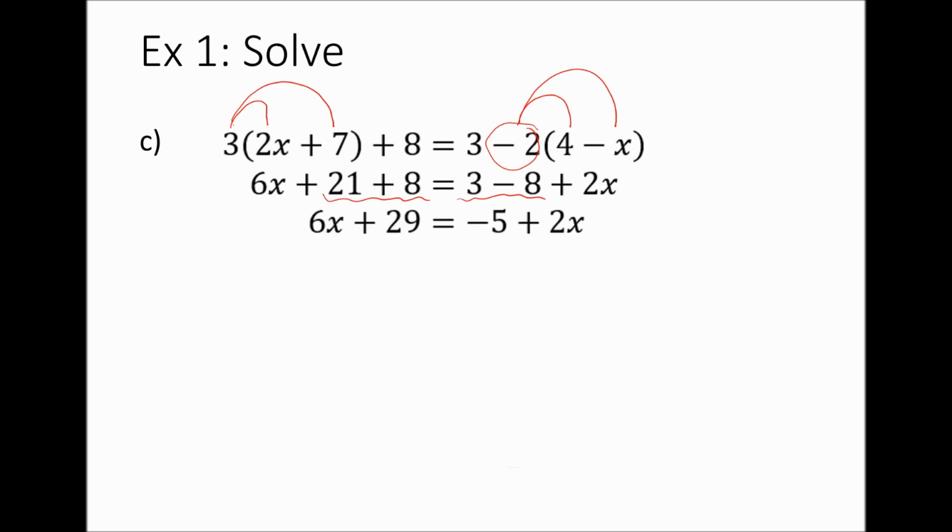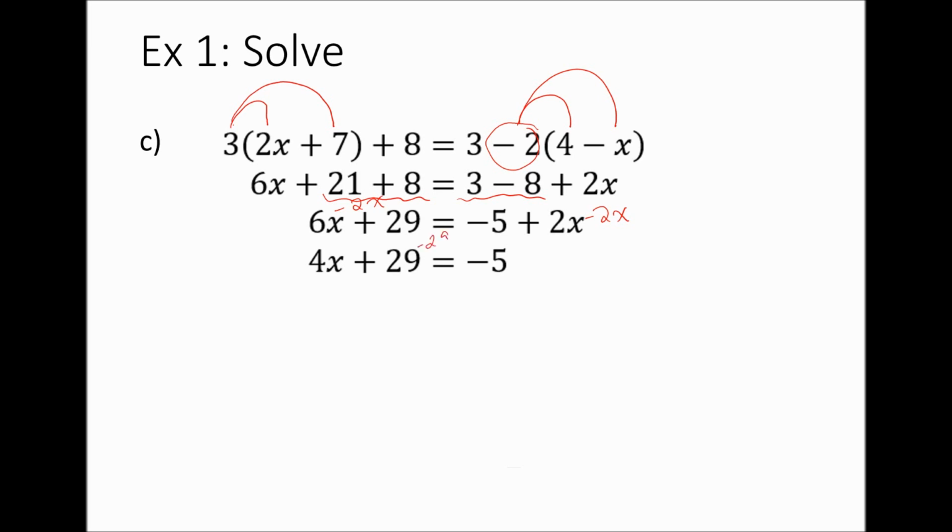Now that I'm at this point, I make my decision. Which side am I going to move my pronumerals to? So am I going to subtract 2x to give me 4x, or am I going to subtract 6x to give me negative 4x? Again, we really prefer to keep it positive. So I end up with 4x plus 29 is equal to negative 5.